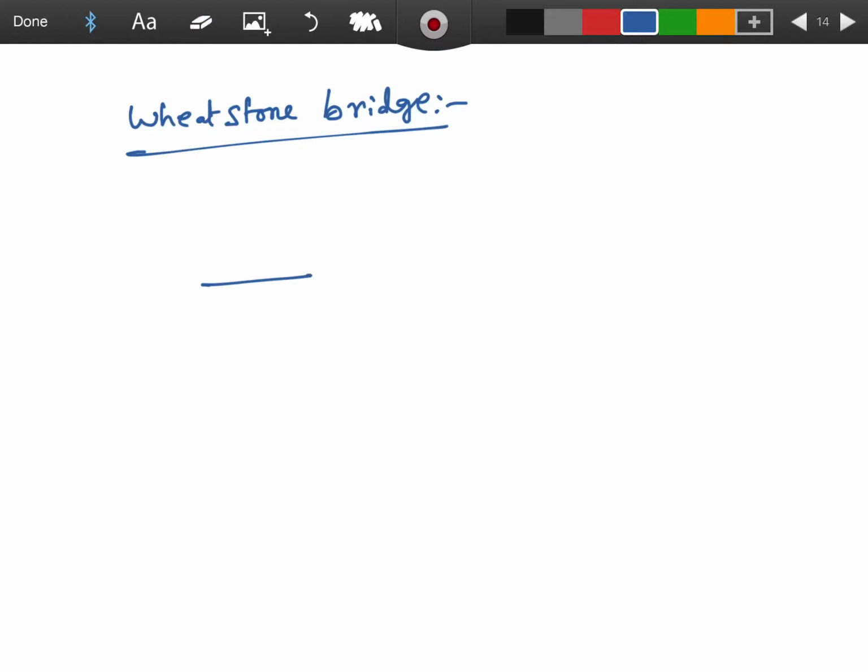The last question. Again this question most of the students made mistake, that is Wheatstone bridge. Let me draw the diagram. Actually I am tired from the morning, I have the classes, but I am happy this is the last question.